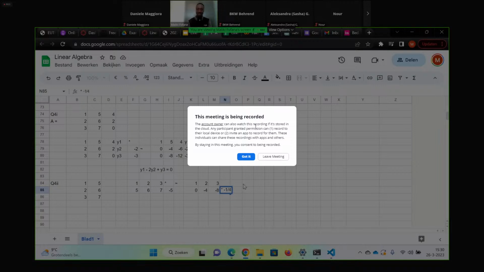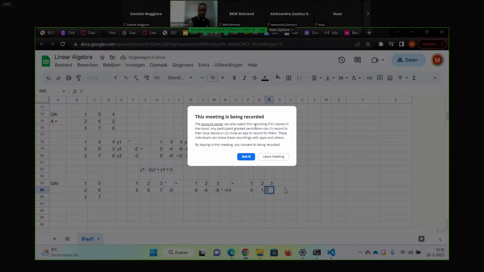So I was saying that I will multiply this row by -1/4, right? By doing that, I know that this stays the same. So I still have 1, 2, and 3, and then this stays 0. And if I multiply -4 by -1/4, I will have 1, and here I will have 2.